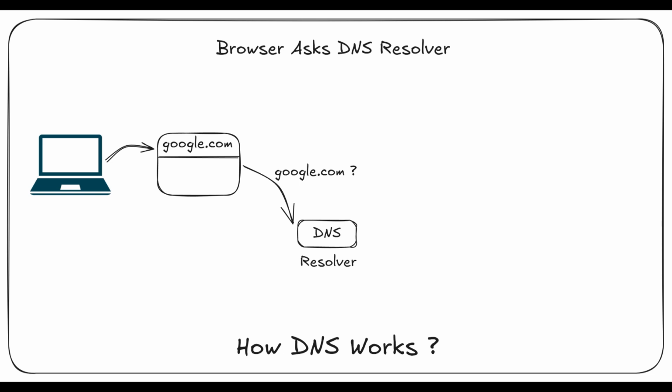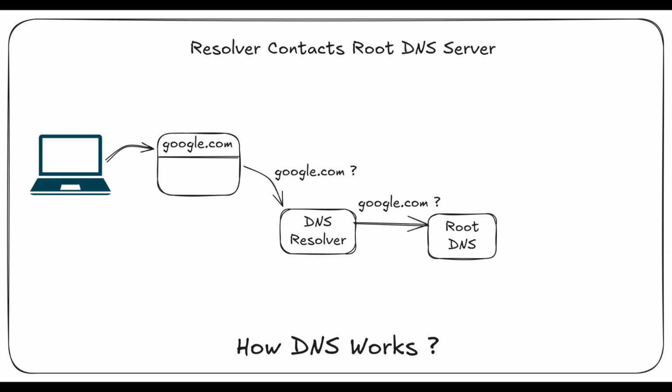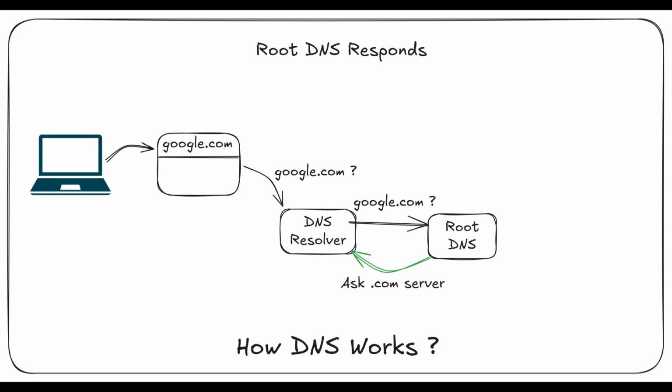Now, the resolver doesn't always know the answer immediately. If the answer isn't already cached, the resolver starts asking other DNS servers. The first stop is usually a root DNS server. Think of the root server as the starting point of the DNS system. The resolver asks, do you know where I can find information about google.com? The root server replies, I don't know Google's address, but I know who manages .com domains.